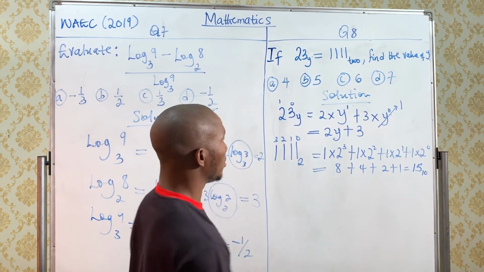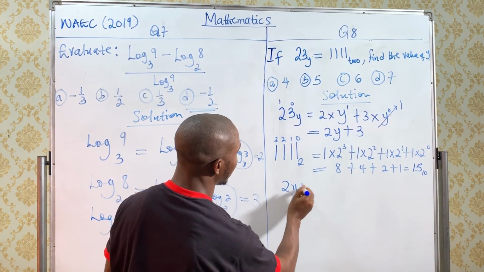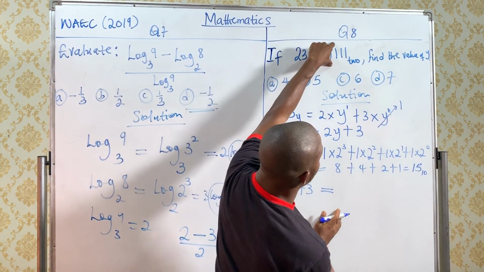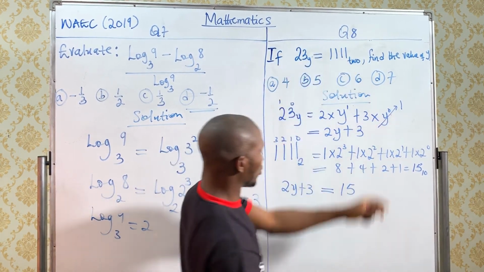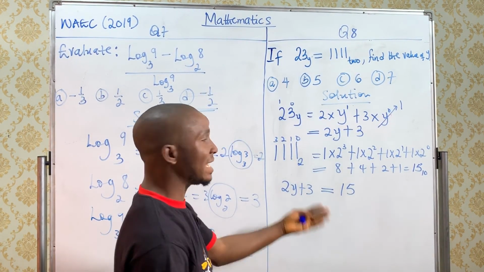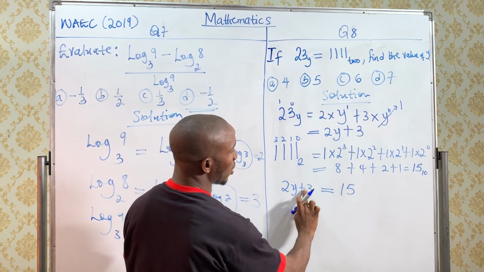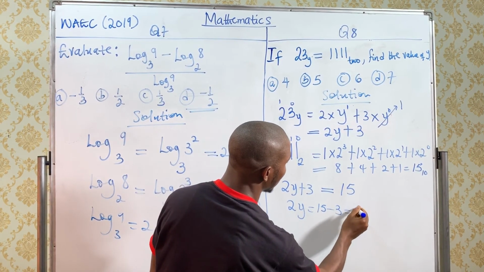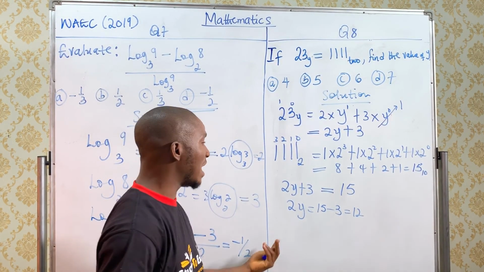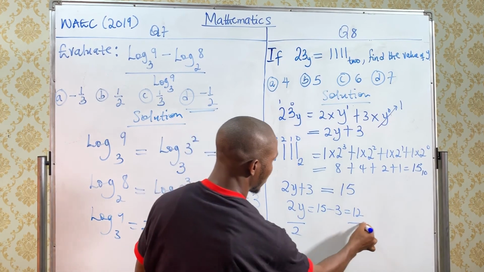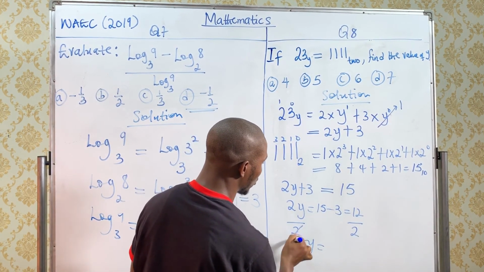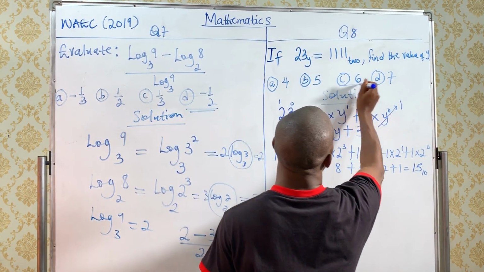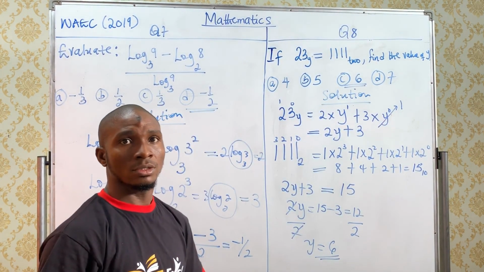Now we can combine the two. It means that 2y plus 3, which is this in base 10, is now equal to this one in base 10, which is 15. So from here we can get our y. Collect like terms. We transfer plus 3 to the other side of the equation to become 2y equals 15 minus 3. 15 minus 3 will give us 12. Now we divide both sides by 2. Finally, y becomes 2 cancels 2, 2 in 12 is 6. So y equals 6. So option C is the right answer to this question. So this is question number 8.